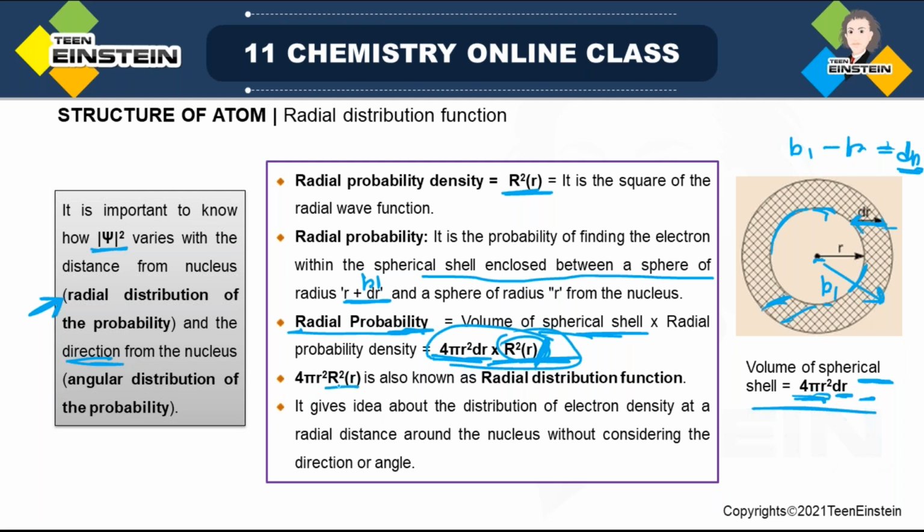So this 4 pi r square and capital R square is also known as the radial distribution function. It gives you the idea about the distribution of electron density at a radial distance around the nucleus without considering direction or angle. Because direction and angle are all related to the angular component of the wave function, but we have not said anything about the angular component. We are just talking about the radial component. So it gives you the idea about the distribution of electron density at a radial distance around the nucleus, but remember, it is not considering direction or angle.